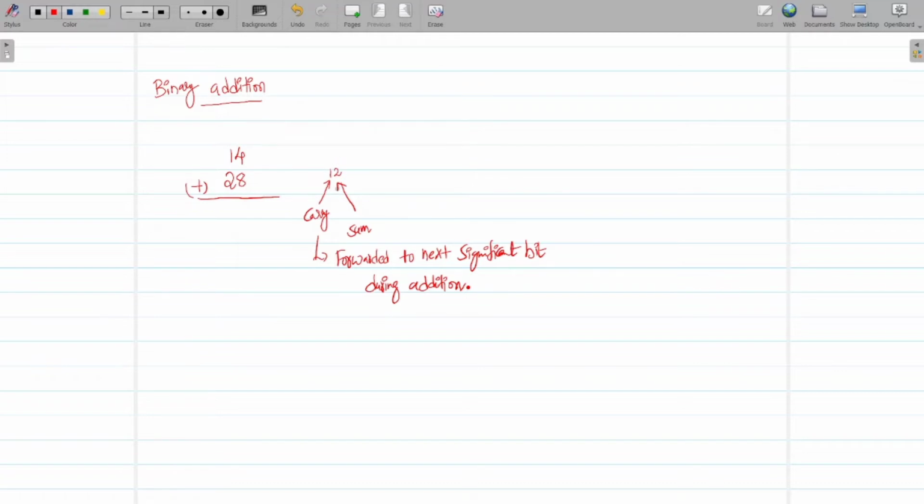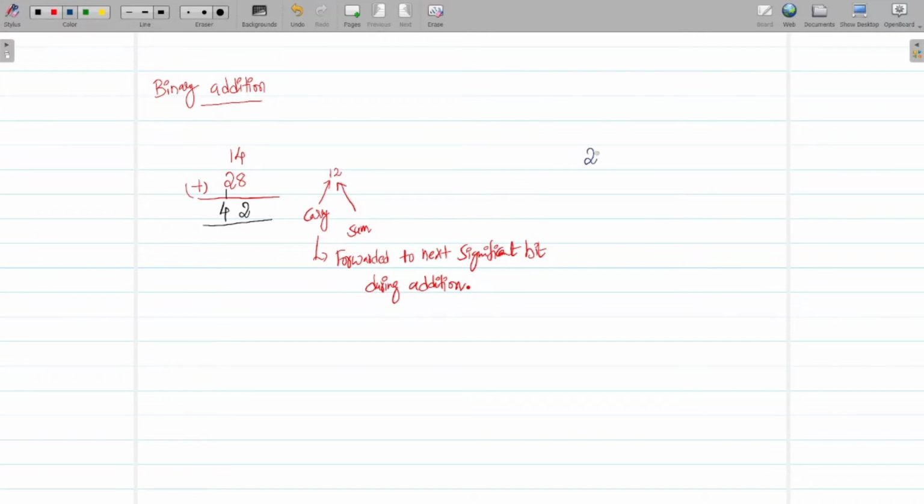So for any addition we have two outputs, which are carry and sum. 4 plus 8 is 12. So 1 is forwarded here, 2 is written here. 2 is called sum, 1 is called carry. Now 2 plus 1 is 3... in this way we can perform addition. Let us see one more problem.